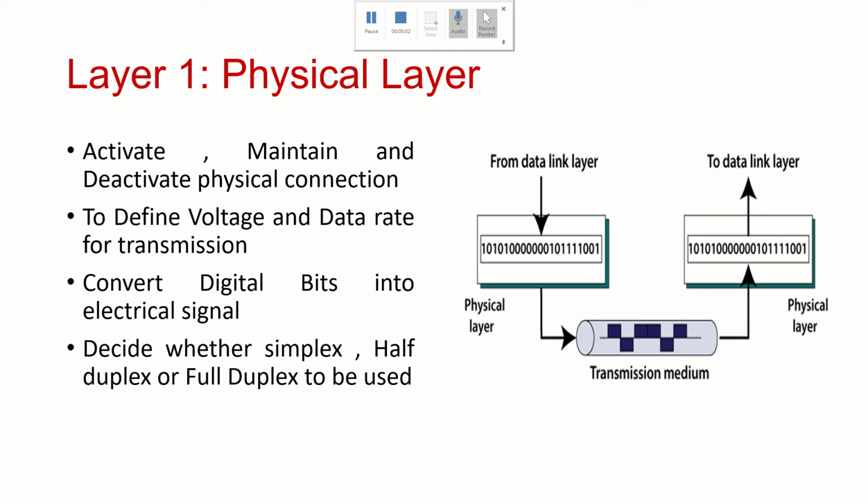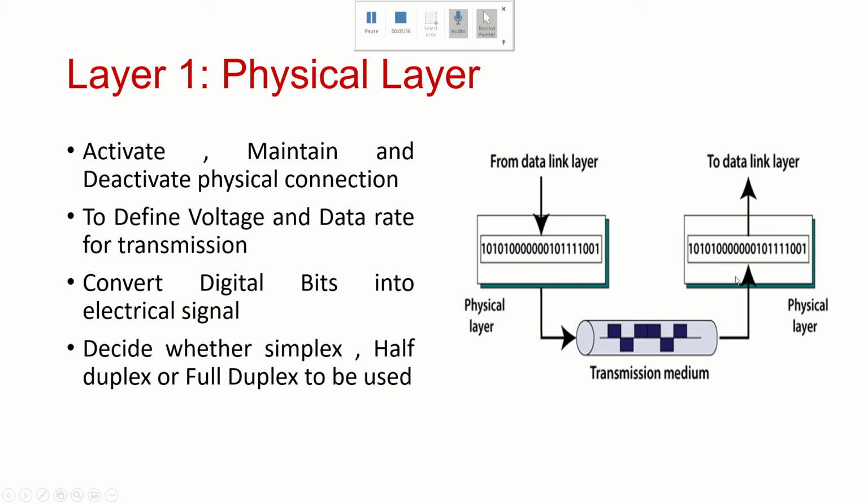Data link layer sends the data to the physical layer, and the physical layer converts that digital data into a form that can be transmitted through the cable, that is accepted through the cable. The digital data is transmitted as a voltage form, because it's an electrical signal. So the digital data is converted into an electrical signal, transmitted to the transmission medium, and then that electrical signal is received at the receiver side.